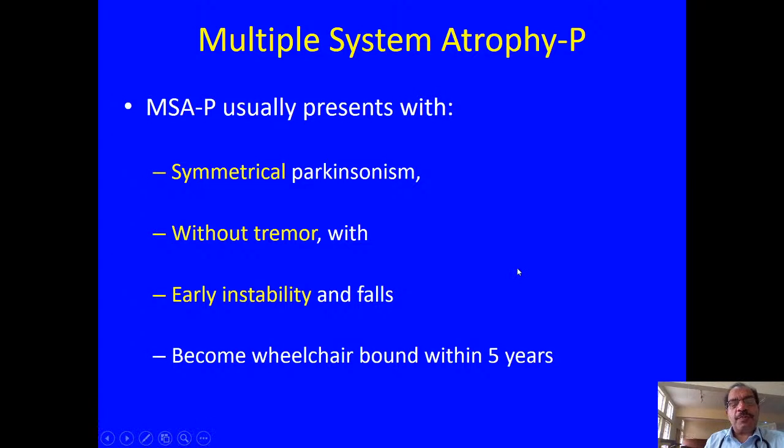So various types of abnormalities, postural abnormalities, postural instability will come very quickly. In Parkinson disease, these things come after many years or maybe even several decades later. But in MSA, these problems related to dysautonomia and gait abnormalities come early, within a few years. Most of the patients will be severely affected, so they may not be able to move around within 5 years.